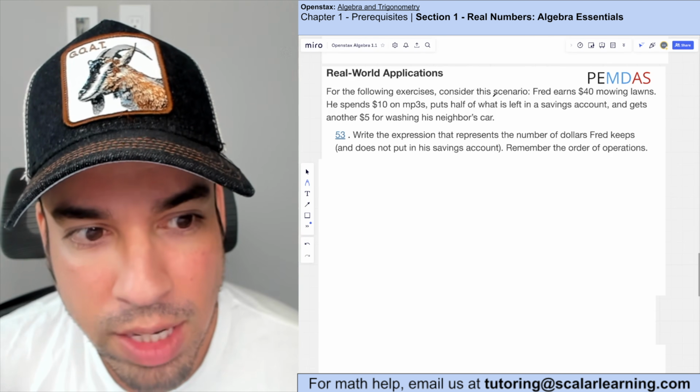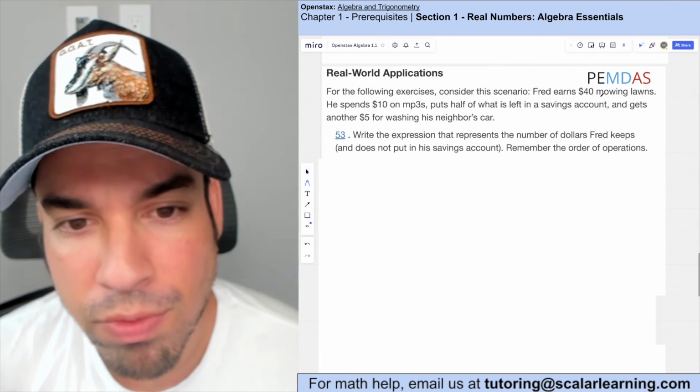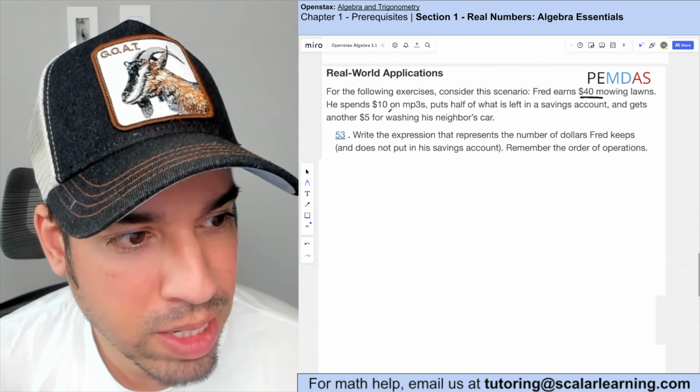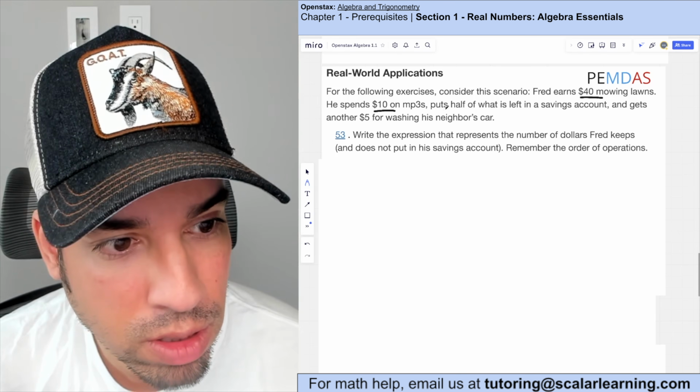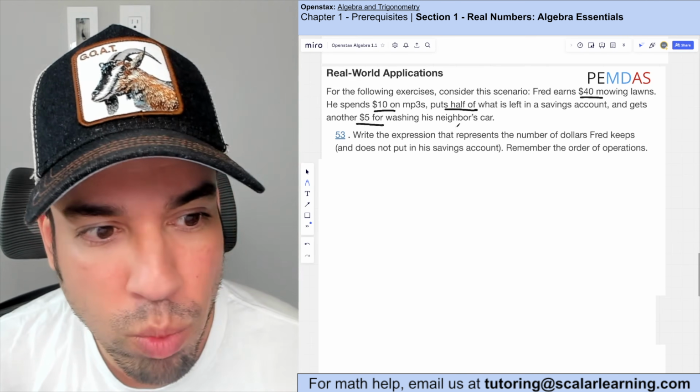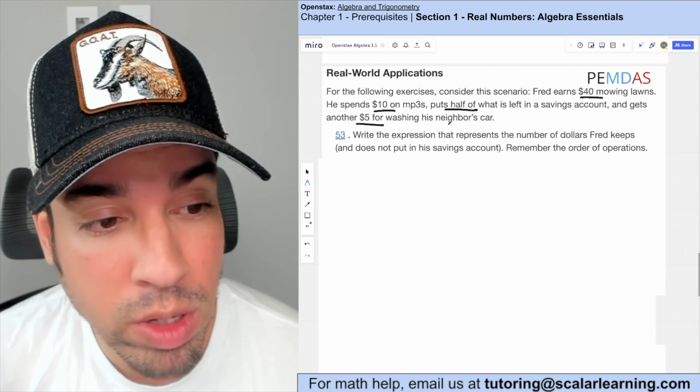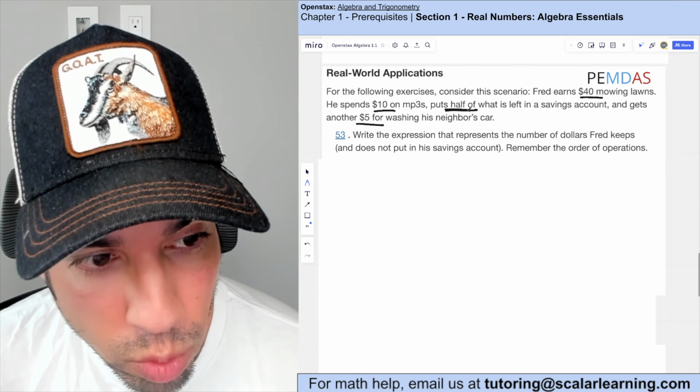For the following exercises, consider this scenario. Fred earns $40 mowing lawns. He spends $10 on MP3s, puts half of what is left in a savings account, and gets another $5 for washing his neighbor's car. And notice I'm always underlining numbers even when they're in word form, like half.